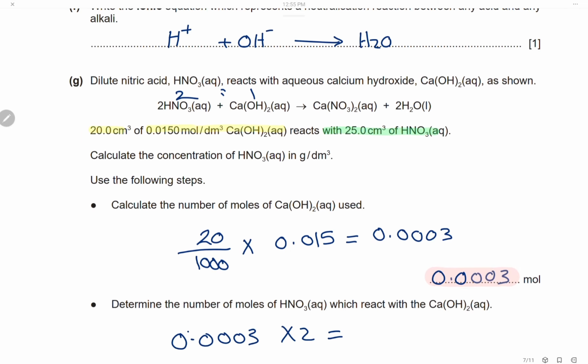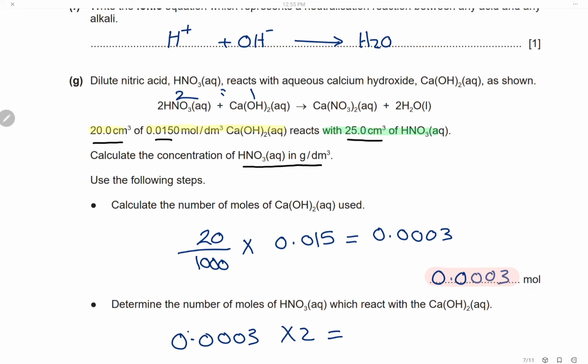Dilute nitric acid reacts with aqueous calcium hydroxide as shown in the equation. We have 20 cm3 of 0.015 mol per dm3 calcium hydroxide reacting with 25 cm3 of nitric acid. Calculate the concentration of nitric acid in grams per dm3. First, we will calculate the number of moles of calcium hydroxide, because calcium hydroxide is an aqueous solution.